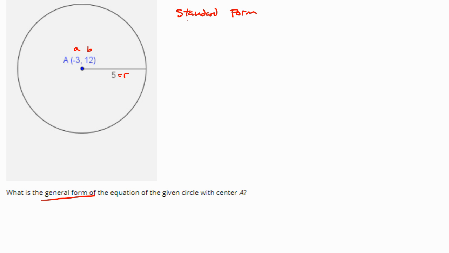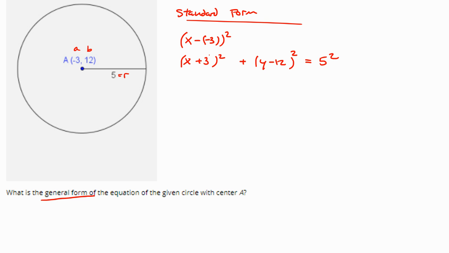This is the first one we learned. I think it's the easier one. It's the more useful one too. So it's x minus negative 3. How are you going to simplify that? I hope you remember. X plus 3. X minus a negative turns into x plus. So we've got x plus 3 squared. And then the y's, it's y minus 12. That's y minus b squared equals r squared. So 5 squared.